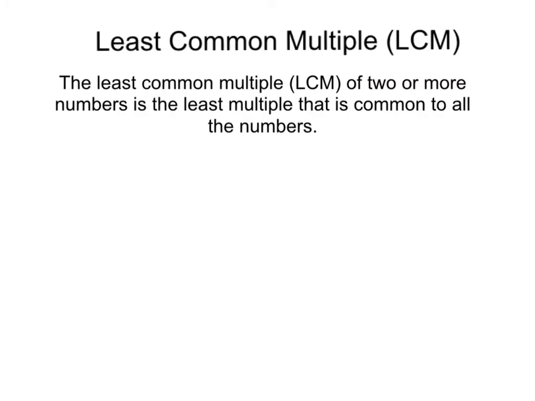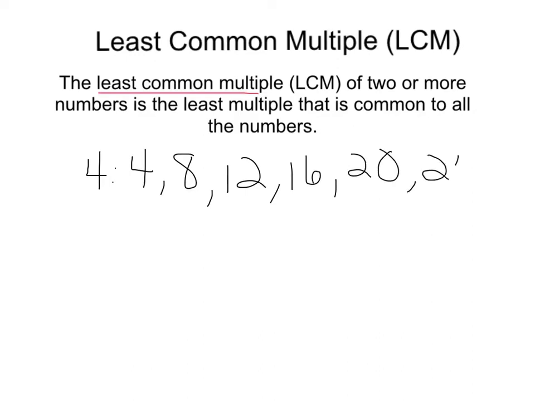The least common multiple, as I already said, is pretty much the opposite of the greatest common factor that we had before. The least common multiple of 2 or more numbers is the least multiple that is common to all the numbers. What that means is, if we're looking at multiples of 4, we have 4 times 1 is 4, 4 times 2 is 8, 4 times 3 is 12, 4 times 4 is 16, 4 times 5 is 20, 4 times 6 is 24.